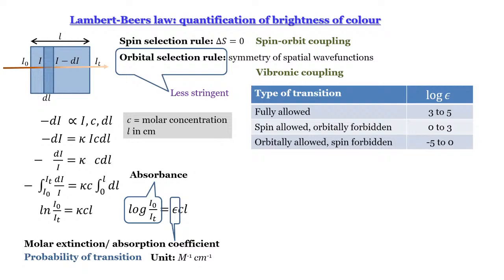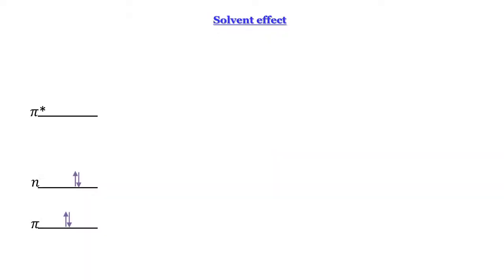T1 to S0 radiative transition is called phosphorescence. What about S1 to T0 radiative transition? If there is a T0, it would be called a phosphorescence as well. Of course, we have not reached there yet, we will come.